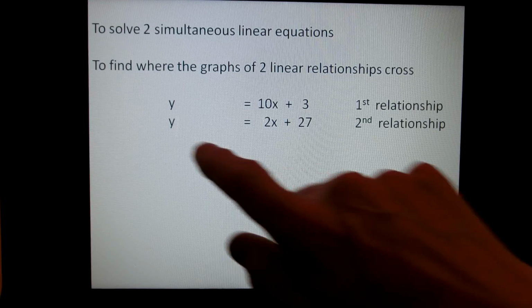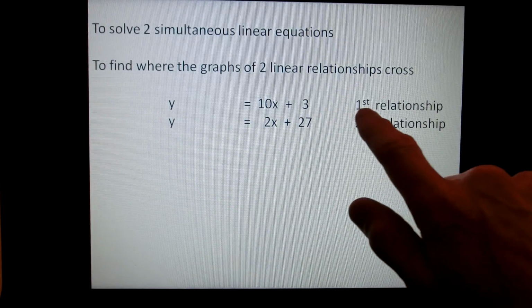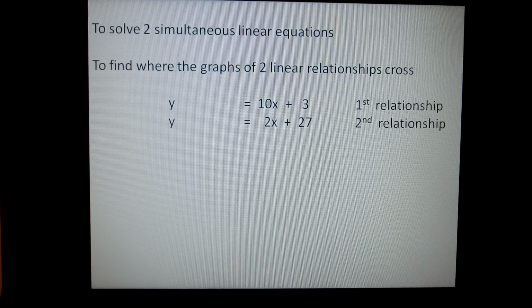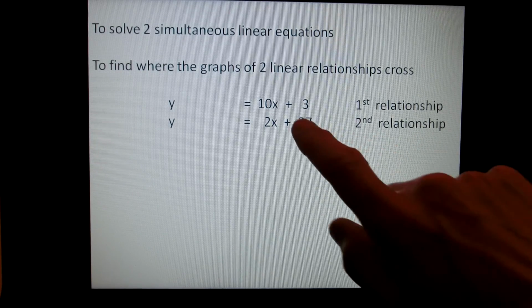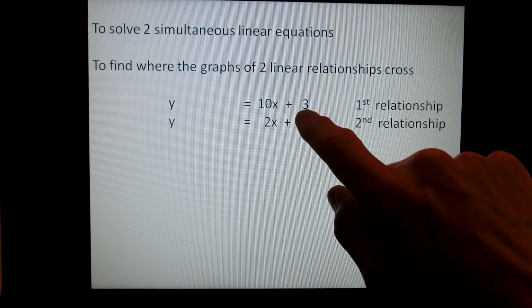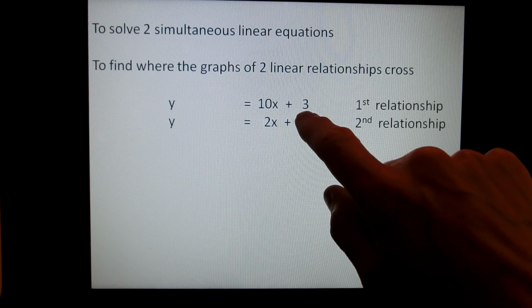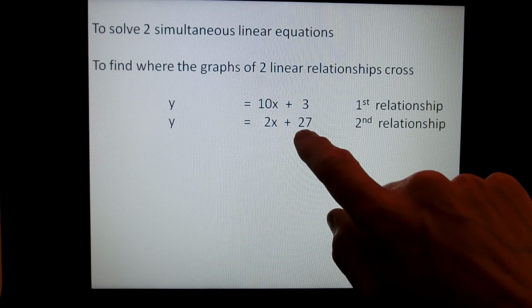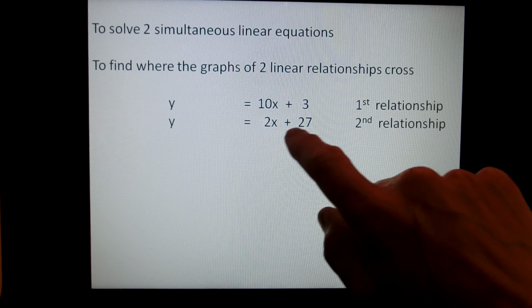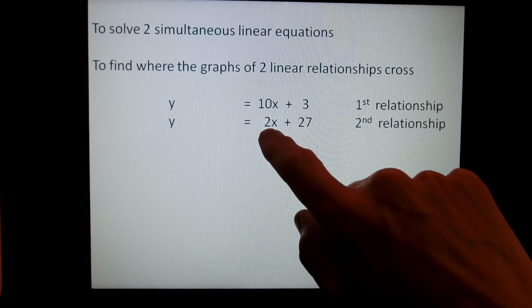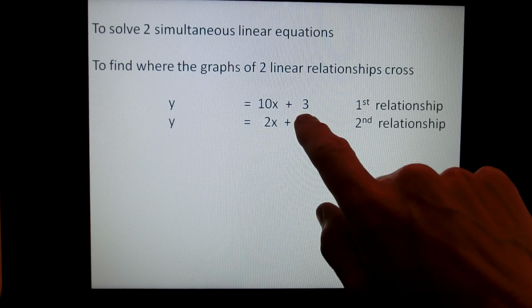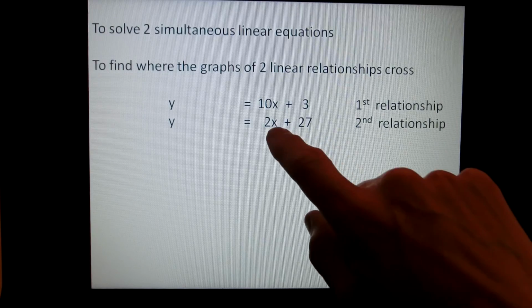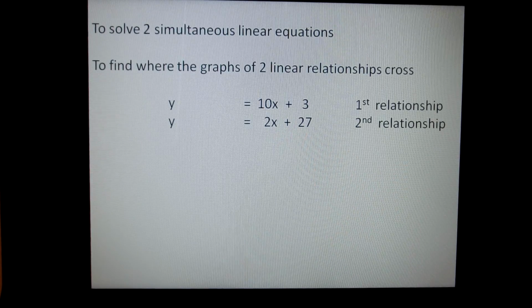So here's one linear relationship, and here's a second different linear relationship. If you were to plot these on a graph, this one starts from the 3 position on the y-axis and goes up very steeply. This one starts much higher up and has a gradient of 2, so this is much flatter. This one starts at 3 and goes up with a gradient of 10, so very steep. This one starts higher up and it's much flatter.